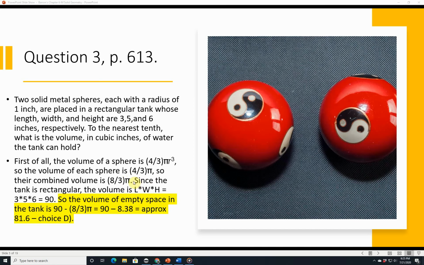Since the tank is rectangular, the volume is the length times the width times the height, which is 3 times 5 times 6, so 3 inches times 5 inches times 6 inches, which is going to be 90 cubic inches. Again, should have put the cubic inches as the unit there, but I didn't. Oh well. So the volume of empty space in the tank is 90 minus 8/3 pi, all in cubic inches. 90 minus 8.38 is approximately 81.6, or choice D.